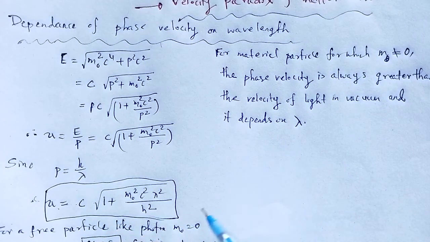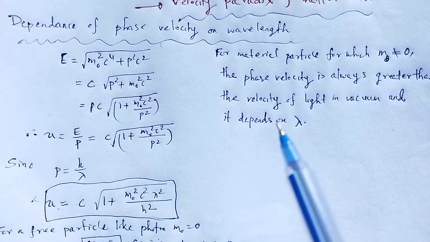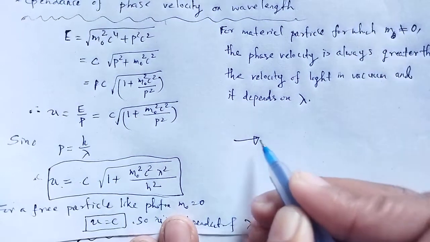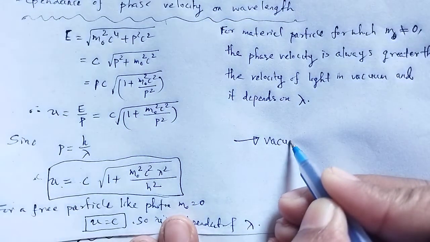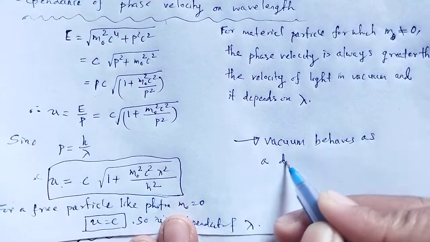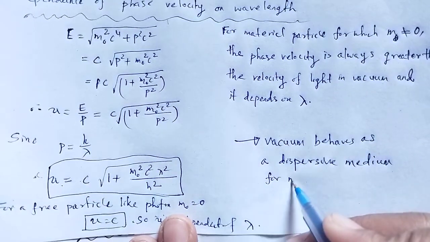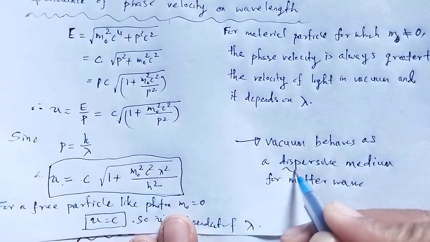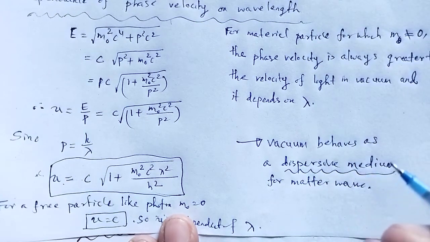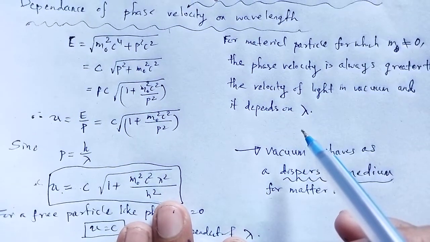Thus, from this consideration, we get that the phase velocity of matter wave depends on wavelength even in vacuum. So, vacuum behaves as a dispersive medium for matter wave. Why? Since the phase velocity of matter wave depends on wavelength in vacuum.